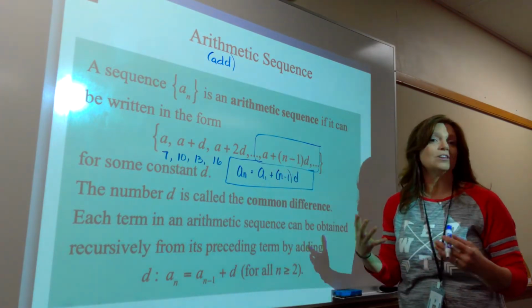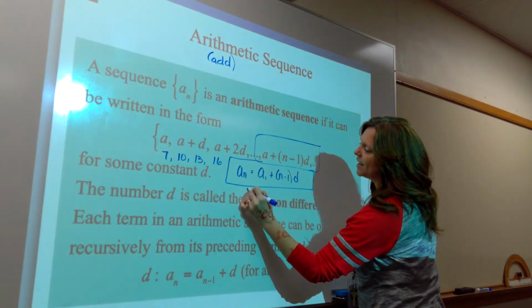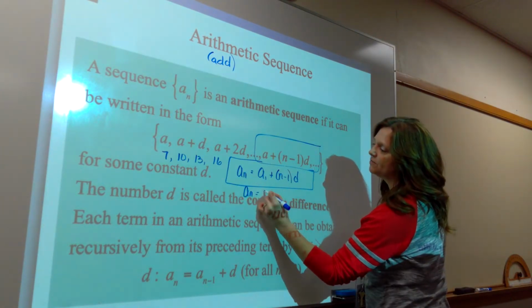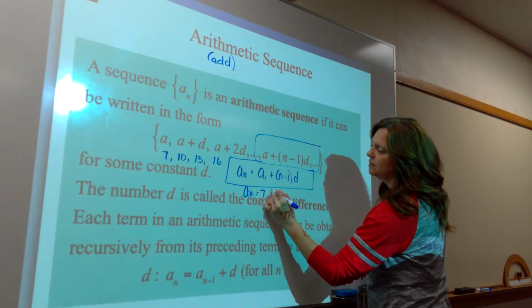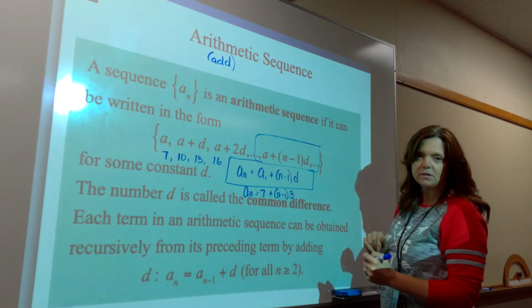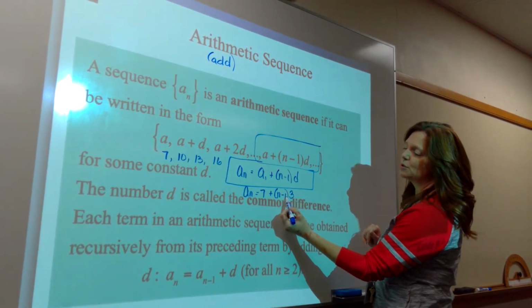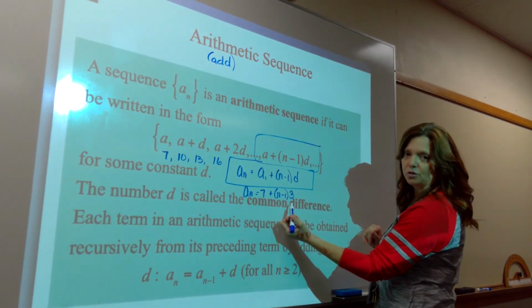Okay, we're adding 3 every single time. So if I wanted to write an explicit rule for that, I would say any numbered term that I wanted to find would be 7 plus n minus 1 times 3. Sometimes you'll see this simplified, so like 3n minus 3, and then combine your terms.